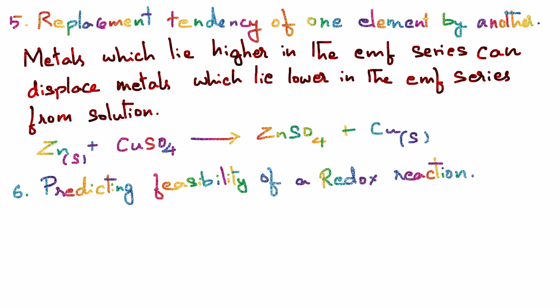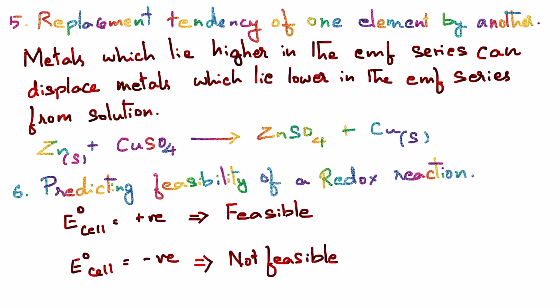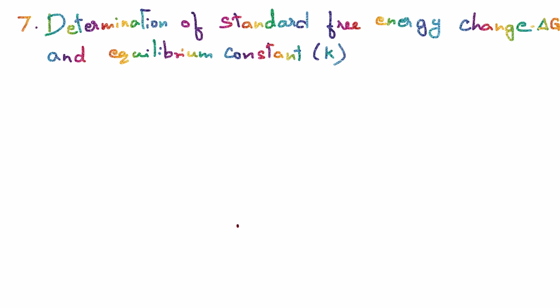Predicting the feasibility of a redox reaction. If the E0 cell value is positive, then the reaction is feasible. If the E0 cell value is negative, the reaction is not feasible.